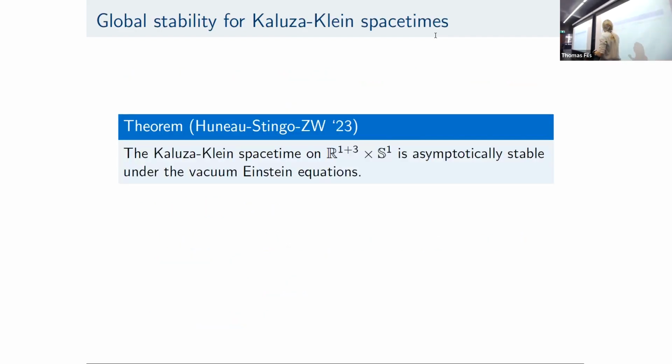So what did we show? This is the theorem. We showed that indeed Kaluza-Klein is asymptotically stable under the vacuum Einstein equations. And maybe in my last 5 minutes, I'd just like to tell you a little bit about this.